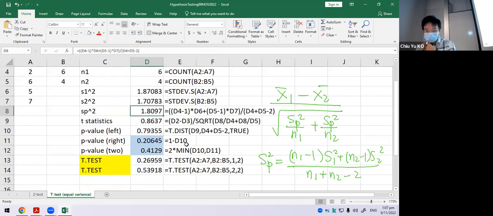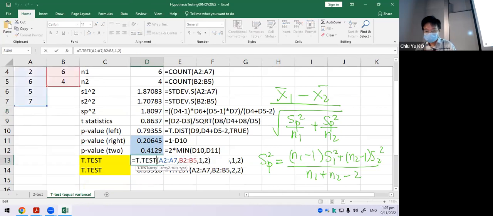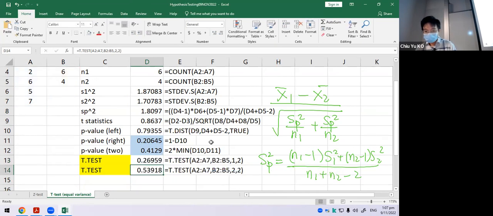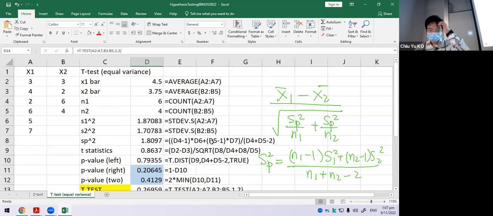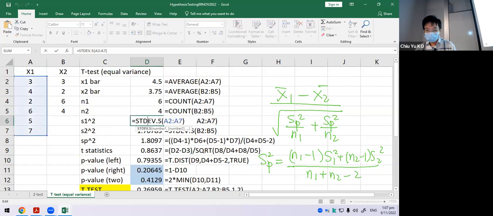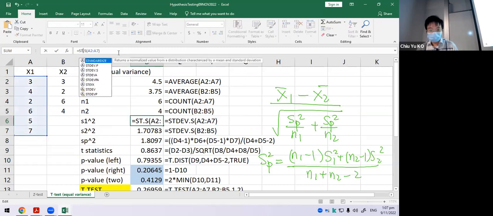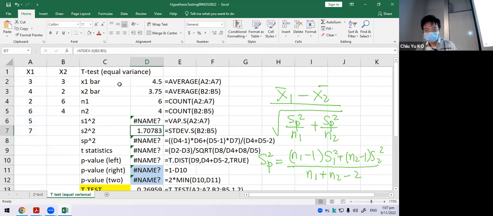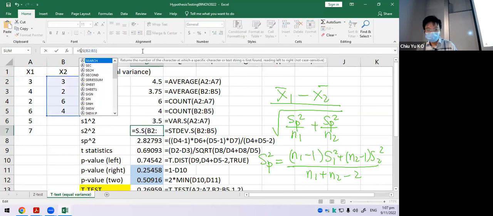Let's see. I should have the same result, but why? Sorry, just wait a second. Let me check if there's an issue here. Equal variance, right? Oh yeah, it's not equal variance. Sorry.